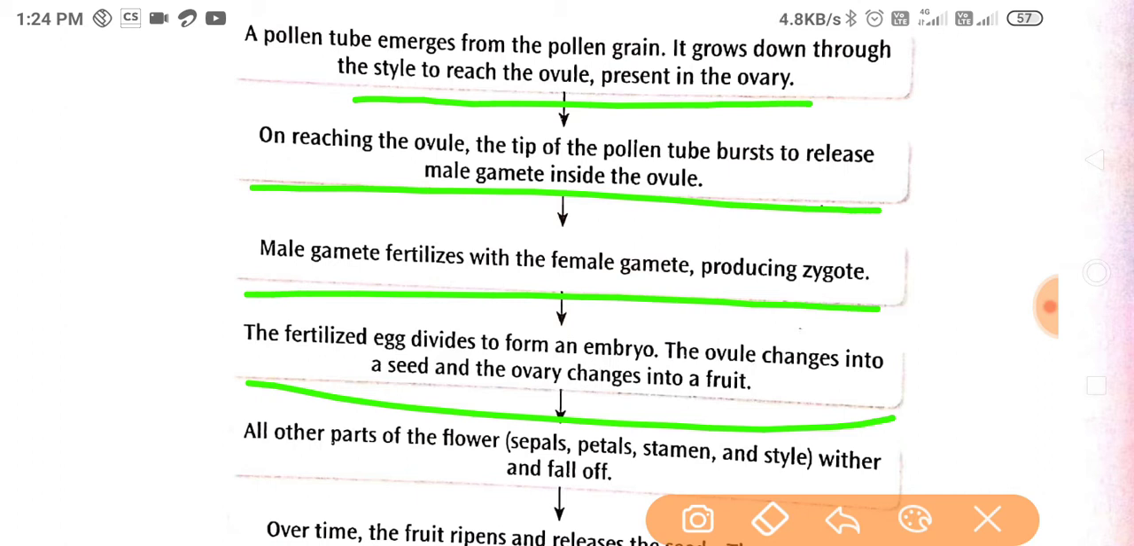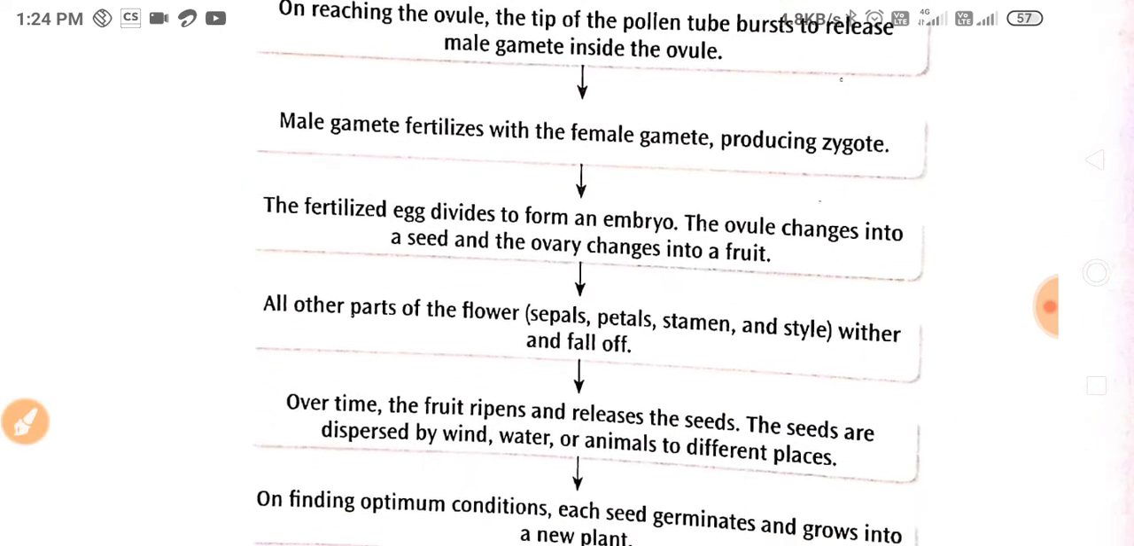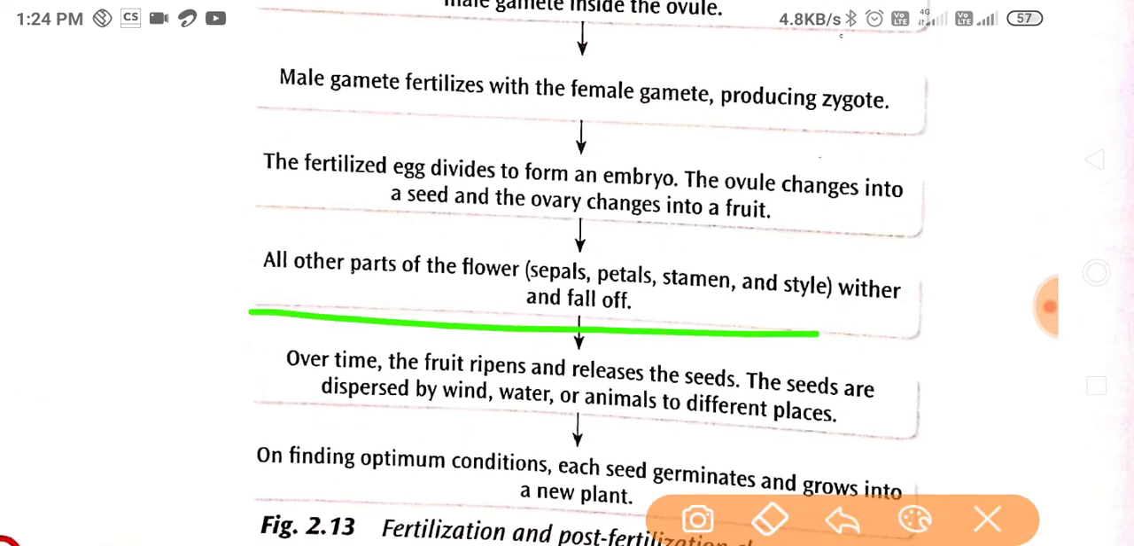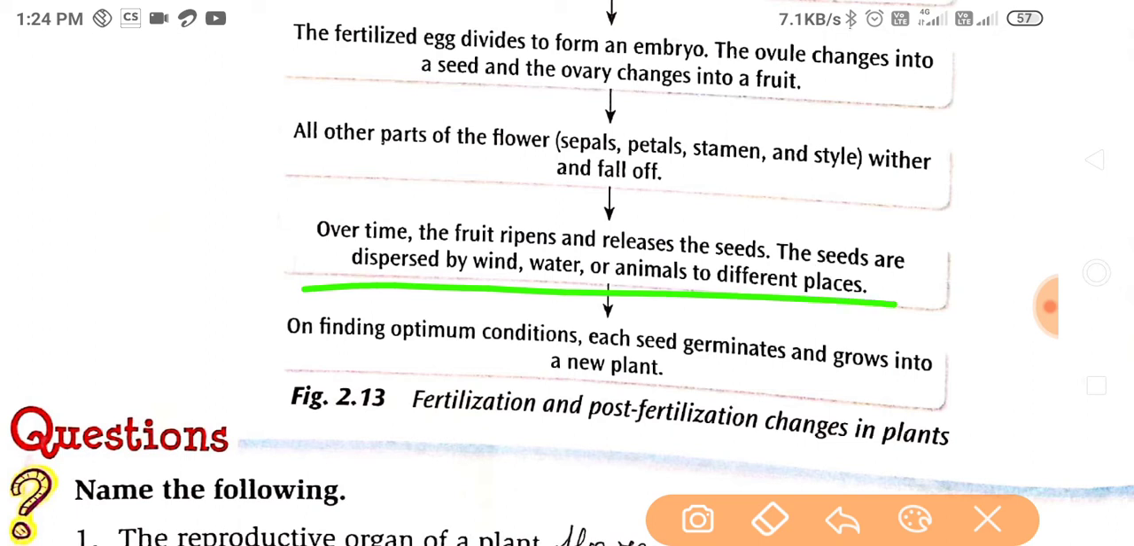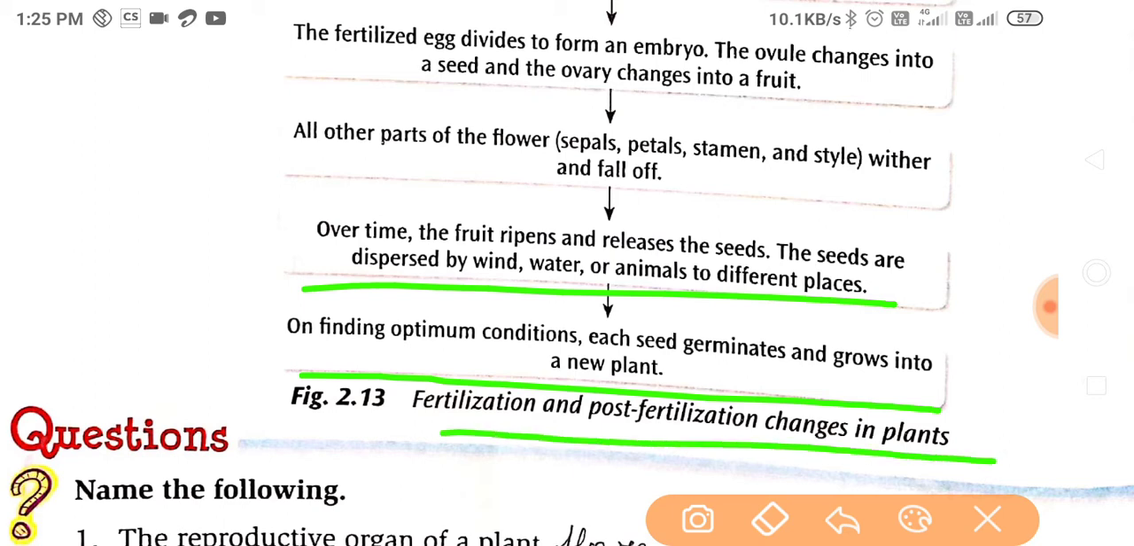The ovule changes into a seed and the ovary changes into a fruit. All the other parts of the flower, sepals, petals, and style, wither and fall off. Over time, the fruit ripens and releases the seed. The seeds are dispersed by wind, water, or animals to different places. On finding optimum conditions, each seed germinates and grows into a new plant. So this is the process of fertilization and post-fertilization changes in plants.